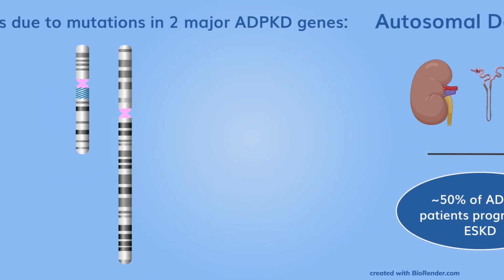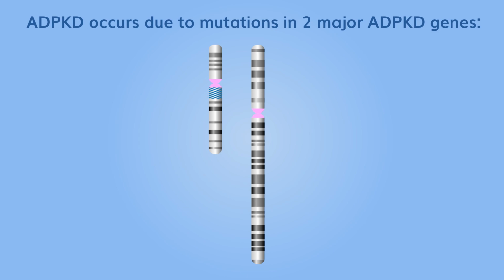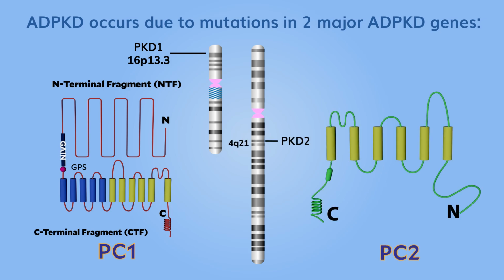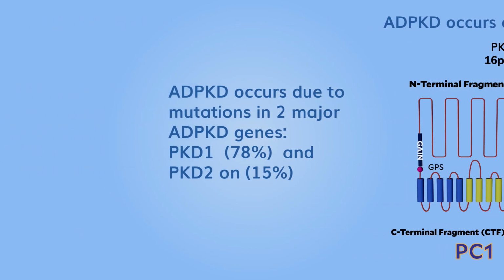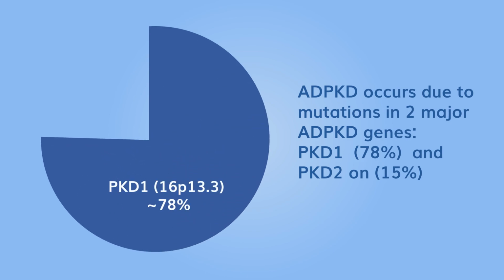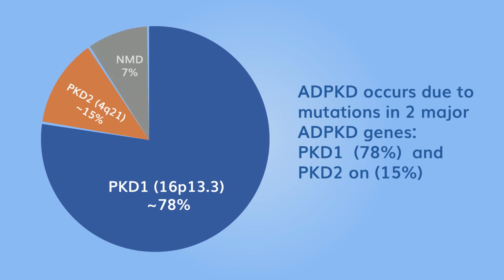ADPKD occurs due to mutations of two main causative genes, PKD1 on chromosome 16, which encodes for polycystin-1 or PC1 protein, and PKD2 on chromosome 4, which encodes polycystin-2 or PC2 protein. PKD1 gene mutation is more common and accounts for about 78% of the families with ADPKD. PKD2 accounts for about 15%. In about 7% of the families, neither mutation can be found, noted as NMD.